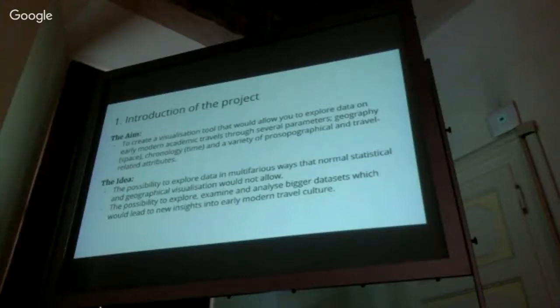But to begin with, this might be a bit repetitive from what we have been doing with a couple of things, but we managed. So the aim to begin with was to create a visualization tool that would allow you to explore data on early modern academic travels through several parameters: geography, chronology, and a variety of prosopographical and family-related attributes. Actually, this is not entirely true. The first aim or the idea I came with was actually only one prosopographical attribute.